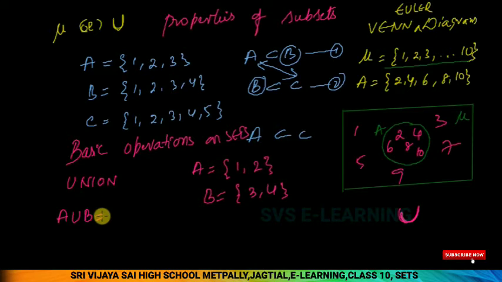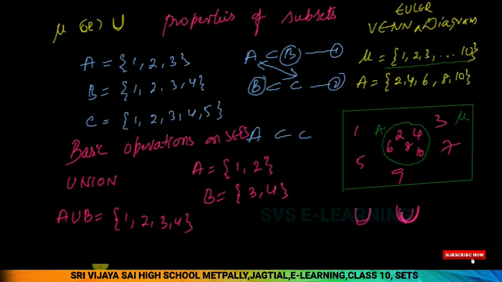A union B is a set which contains all the elements of A and B. So what are the elements of A and B? 1, 2, 3, 4. These are all the elements in A and B. So union of A and B is the set which contains all of the elements of A and B, and union is represented like this by the symbol.